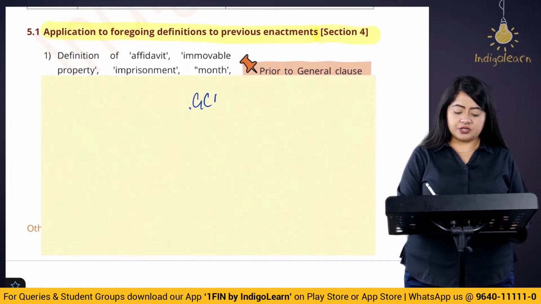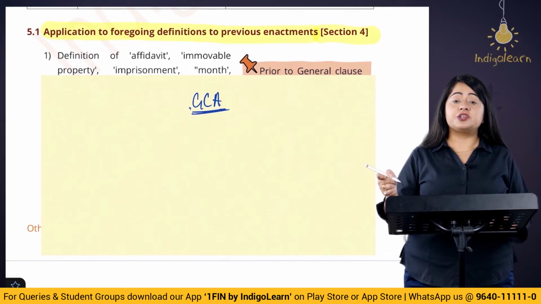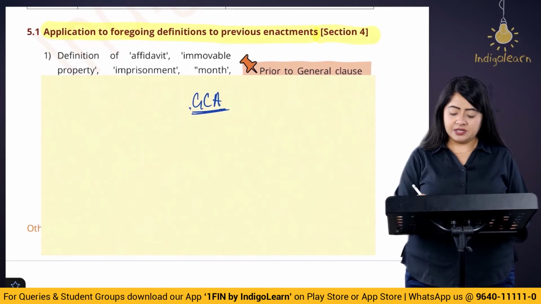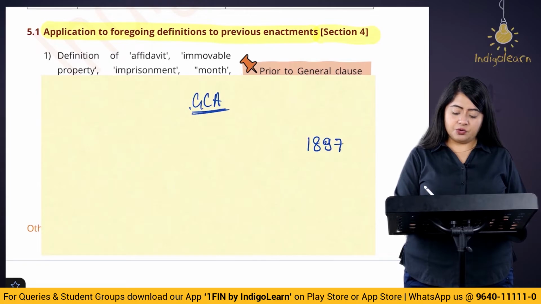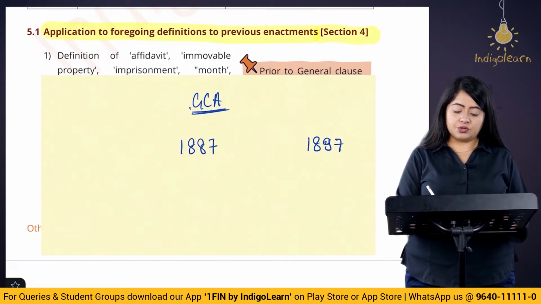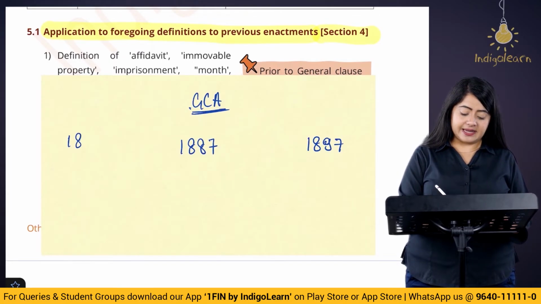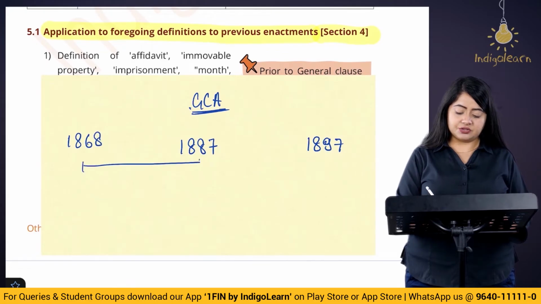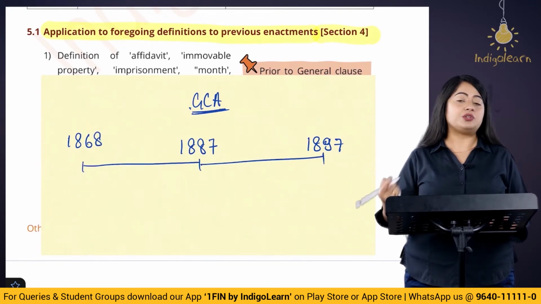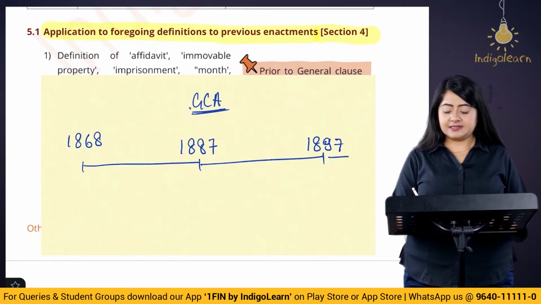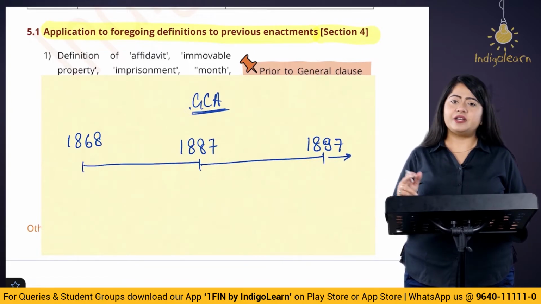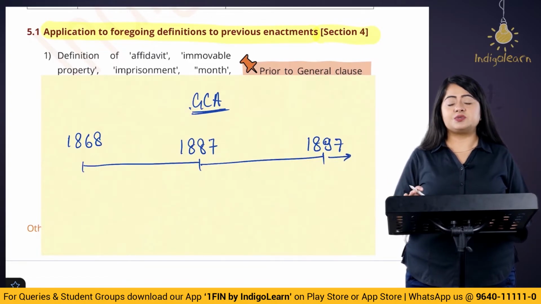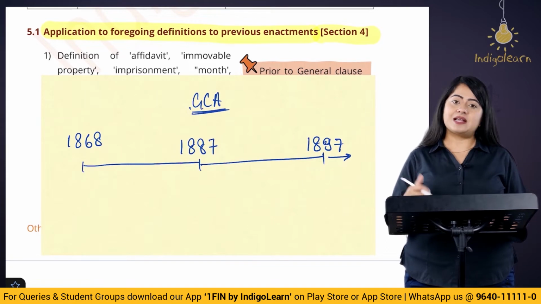Now, when we talk about the General Clauses Act, there are 3 different General Clauses Acts that have come into the picture. The latest one that we are studying is the 1897 Act. Before that, there was an act in 1887 also. And before that, there was an act in 1868 also. These were the three different general clauses acts that came into the picture. Now, for the central acts that are created after 1897, all the definitions which are stated in section 3 of the General Clauses Act will apply.